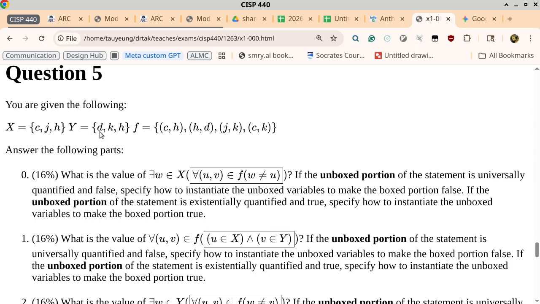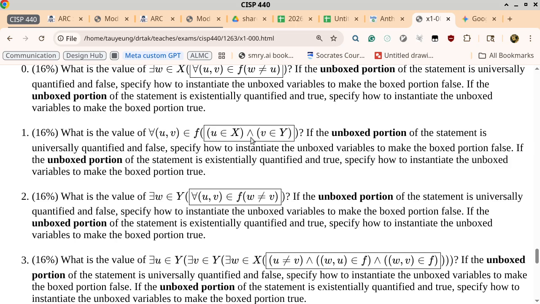So d is mapped to, okay? K is mapped to, and then h is also mapped to. So that means for this particular quantified expression, is it true or not that at least one element of y is not mapped to? It will be false. Okay, they're all mapped to. Even though f is not a function, I can still evaluate this quantified expression.